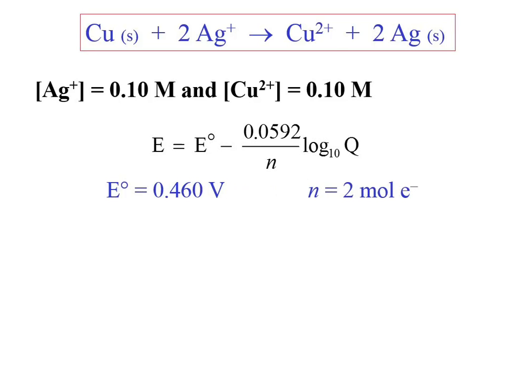There's your Nernst equation. The cell potential is equal to the standard cell potential, previous slide, minus 0.0592 over n. n here is going to be 2 moles of electrons, excuse me, times log base 10 of Q.